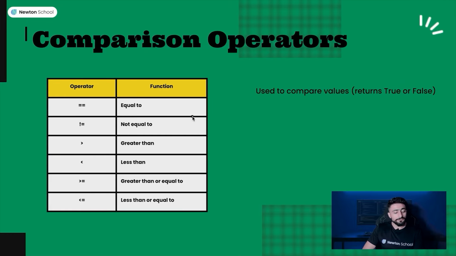Similarly, not equal to compares both values, and if they are not equal, it returns true, otherwise false. Greater than compares whether the left side number A is greater than B, then it returns true, otherwise false. Similarly, less than, greater than or equal to, less than or equal to.